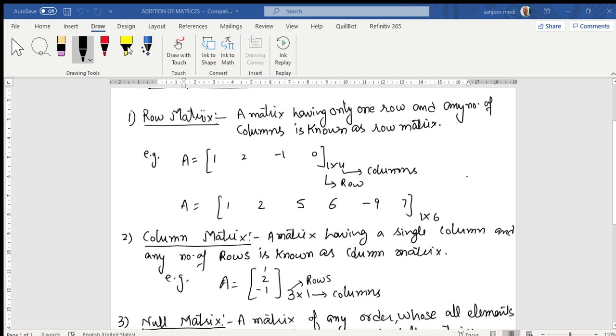Now look into the figure. This is your principal diagonal elements, and all the elements above the principal diagonal are zeros. These are the zero elements. But here are the elements. दोनों में उल्टा है. अपर में डायगोनल के नीचे वाला पार्ट जीरो होगा और लोअर में डायगोनल के अपर वाला पार्ट जीरो होगा.